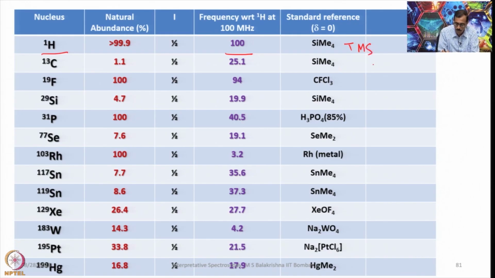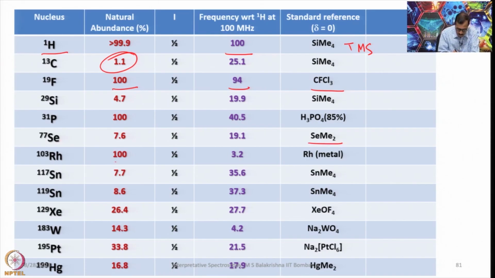TMS we are using, and the frequency will be 25.1, and natural abundance is 1.1, and then 19F 100% natural abundance and frequency is 94. This is CFCl3 we are using as a standard. In case of 29 silicon again we are using TMS, and in case of phosphorus we use 85% phosphoric acid, and in case of 77 selenium we use dimethyl selenium.